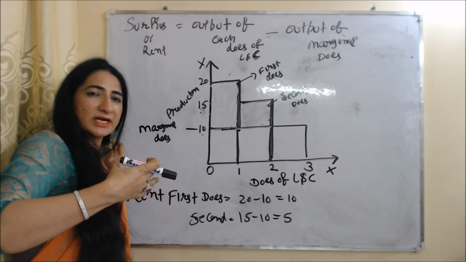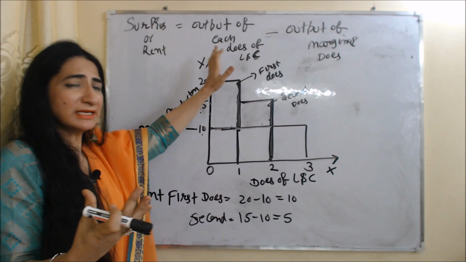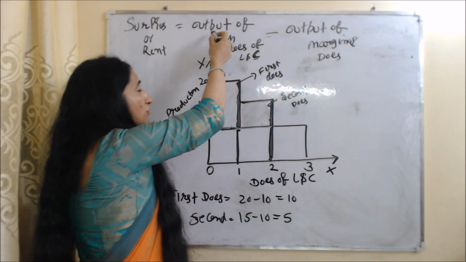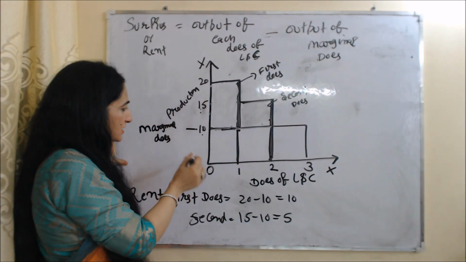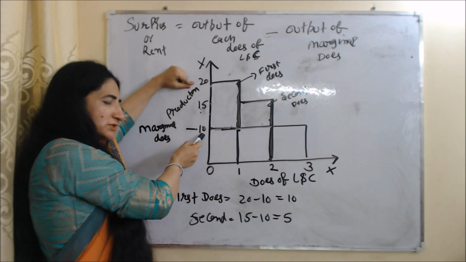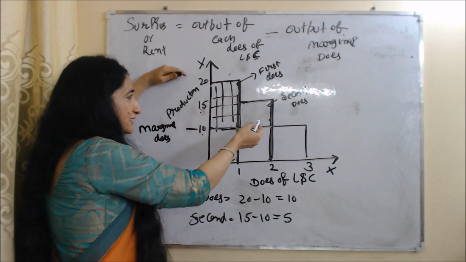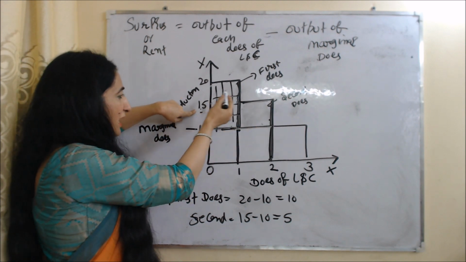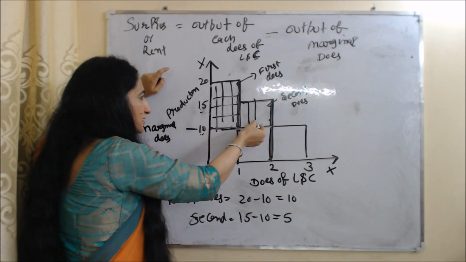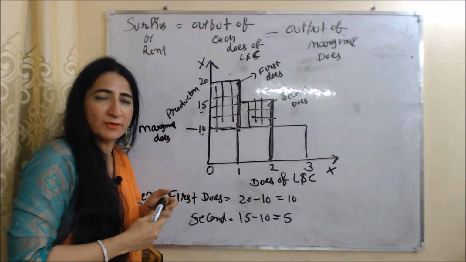But how can we calculate profit, or rent, from each dose of labor and capital? We can calculate rent from each dose when we subtract the output of the marginal dose from the output of each dose. Here you can see the first dose is giving output equal to 20 and the output of the marginal dose is 10, and the difference between 20 and 10 is called rent from the first dose. The second dose is giving output equal to 15 and the marginal dose output is 10, and the difference between 15 and 10 is called rent from the second dose. By this we can calculate rent or surplus from each dose of labor and capital.